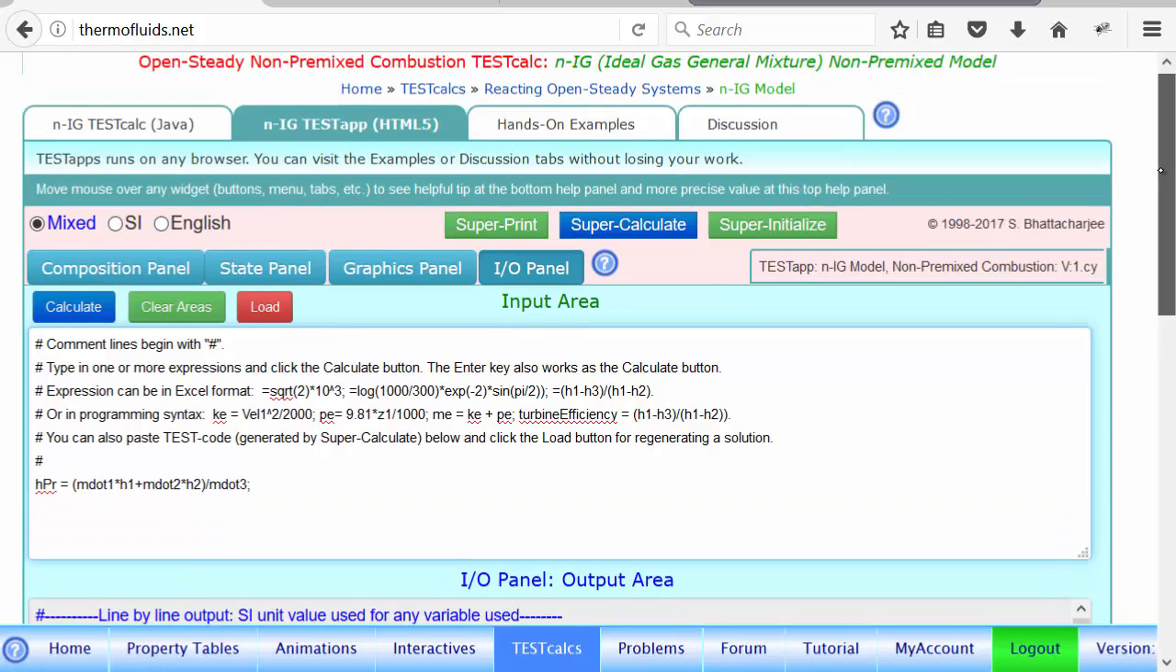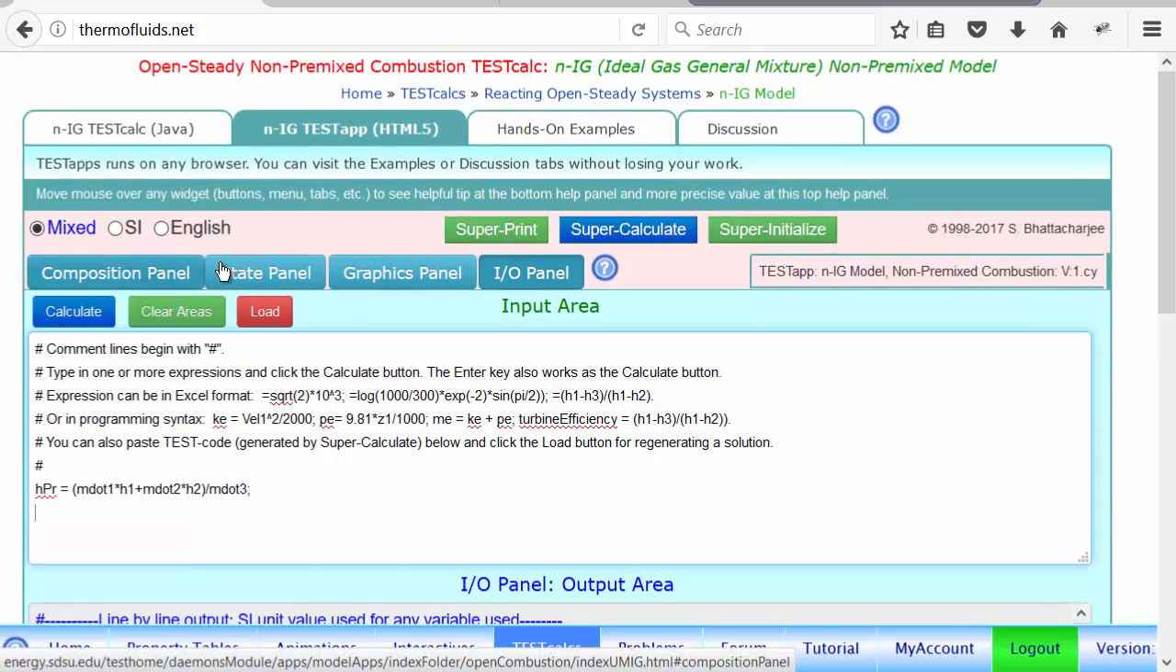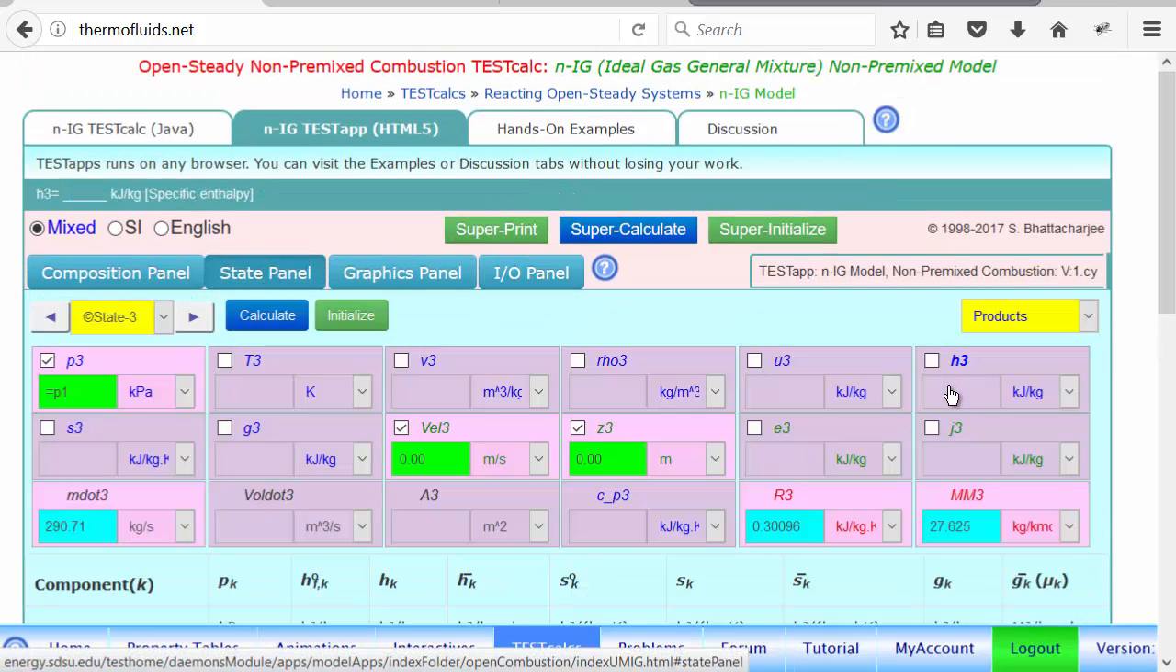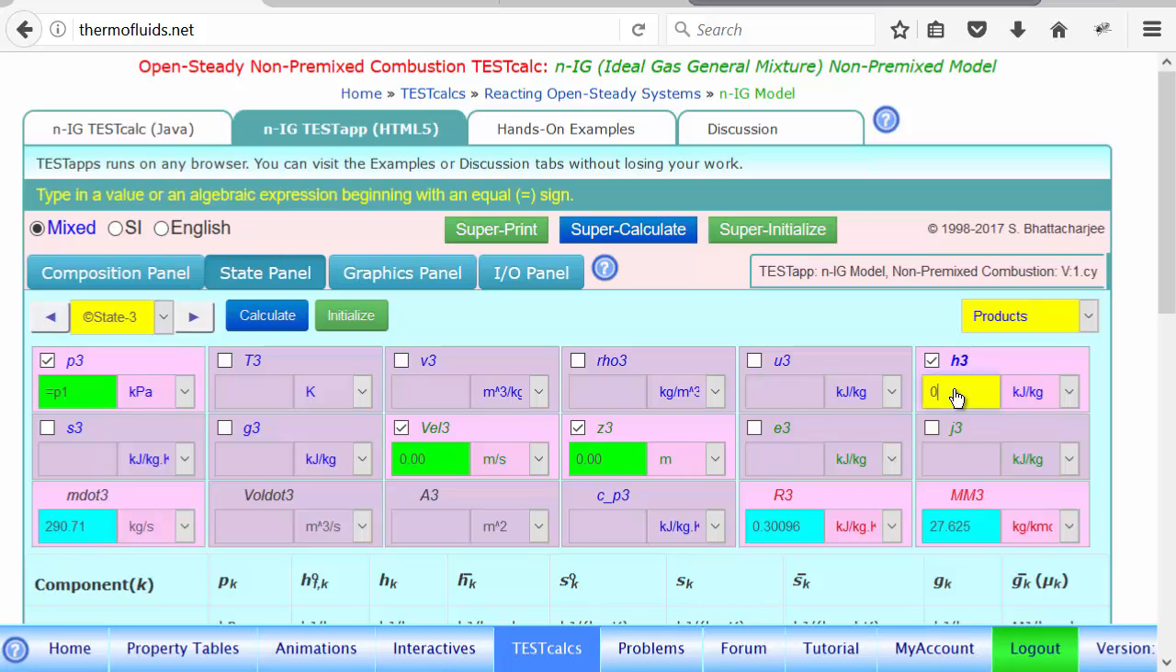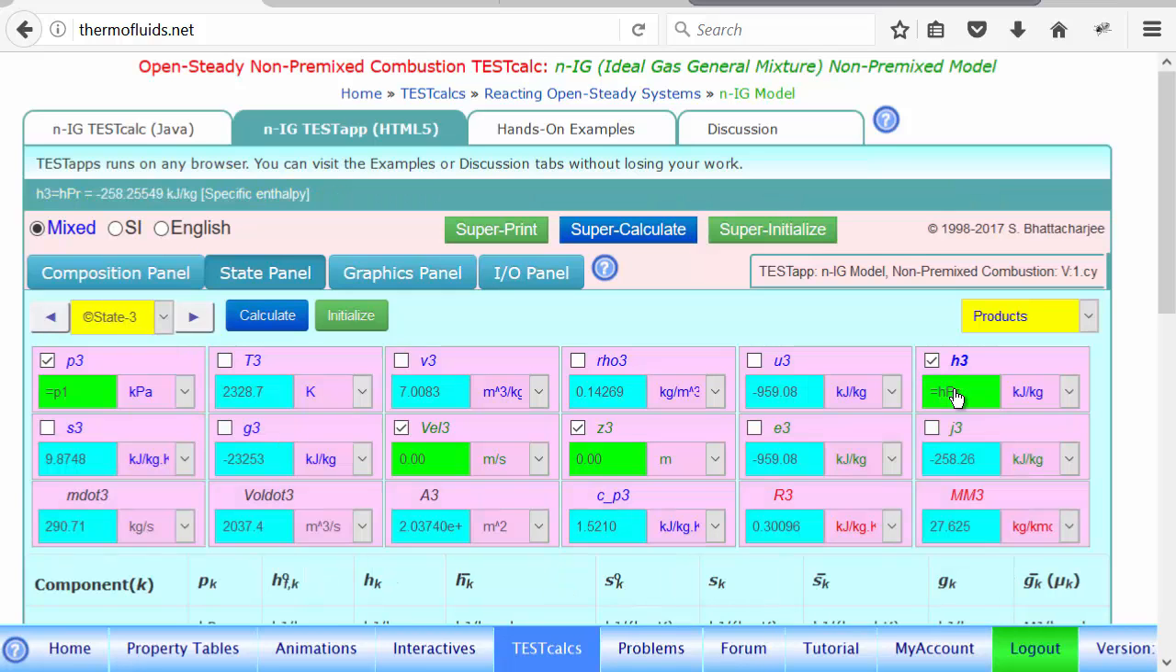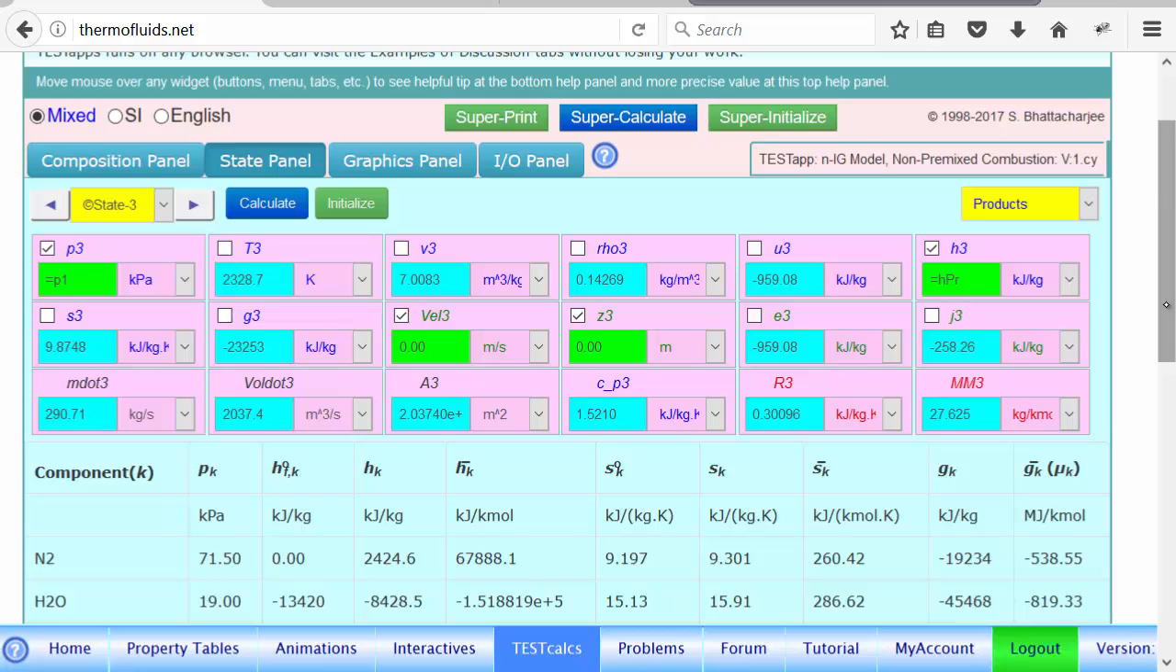We can use that as a variable or pick up the number, go back to the state panel, and we can write enthalpy of the product equals HPR, enthalpy of product. That's the variable name. And once we enter that, it calculates the flame temperature. T3 is calculated to be 2328 Kelvin. So that is the adiabatic flame temperature of methane if you burn it with air, that's assuming ideal gas as the model.